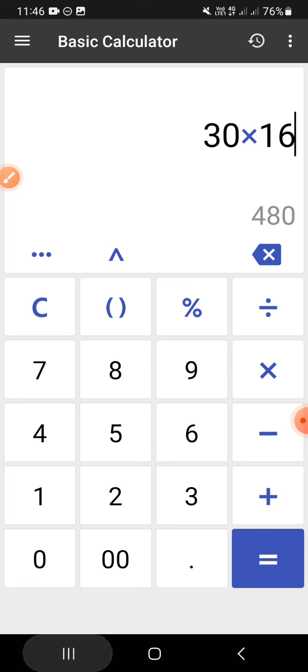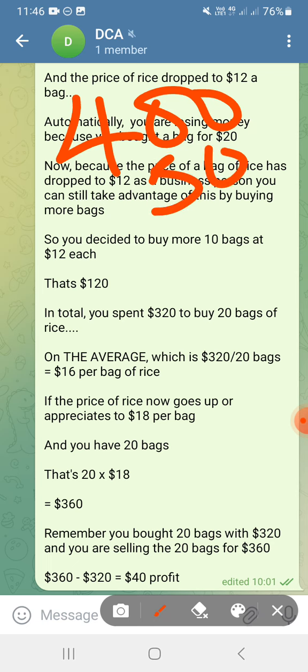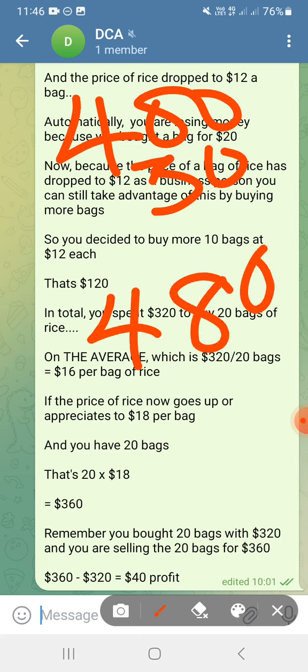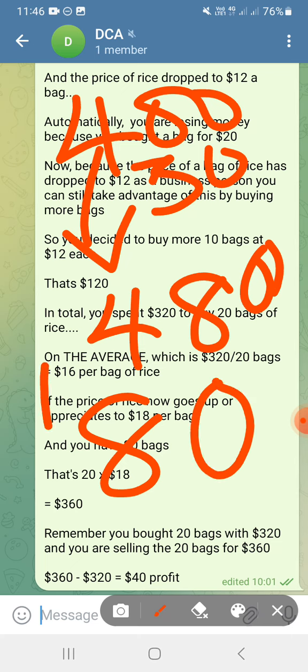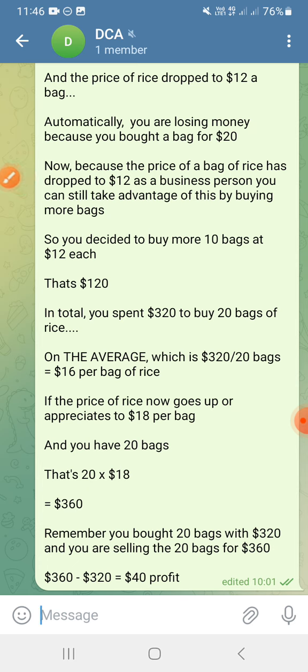Good. So now, don't forget, we have spent $400, right, to buy 30 bags. So we are selling our 30 bags at the rate of $16. It now gives us $480, right? So automatically, when you subtract this from this, you will have $80 profit. Is that understood? That is how dollar cost average works. That is how it works.